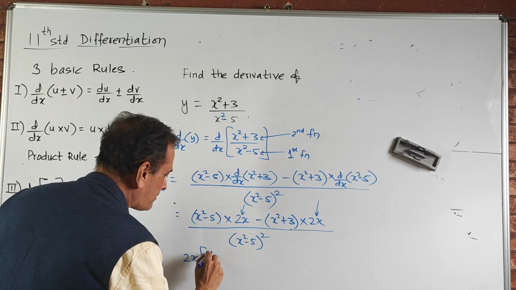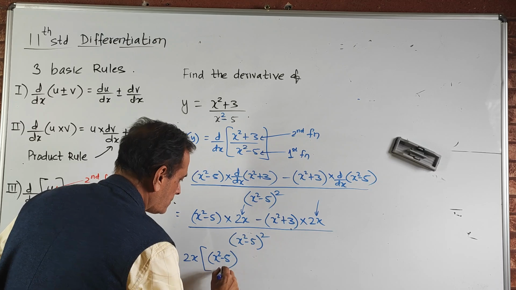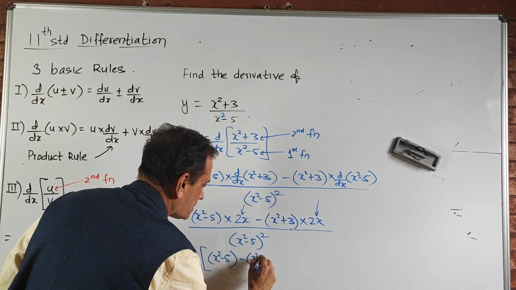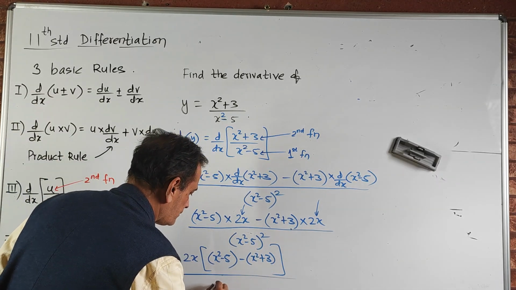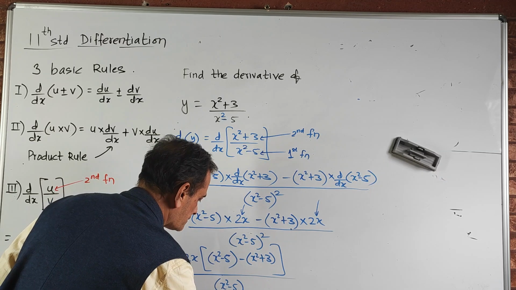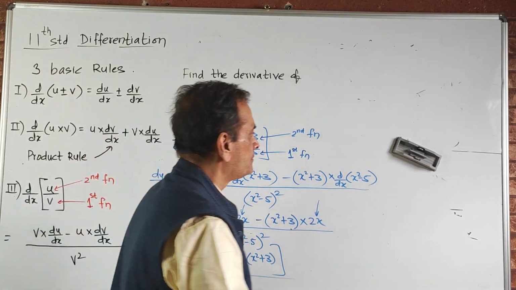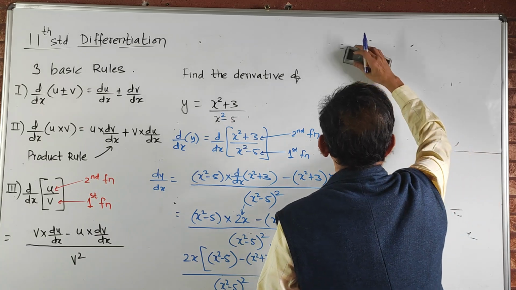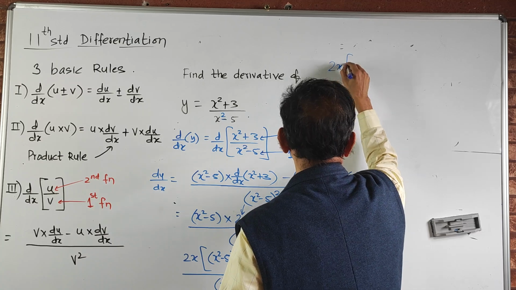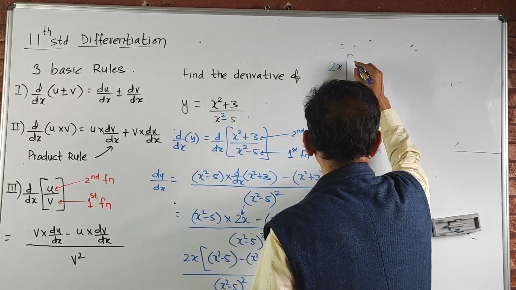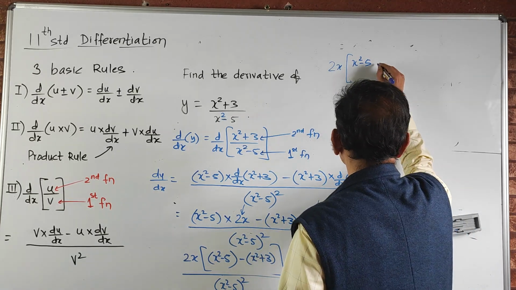ब्रैकेट के अंदर क्या है? एक्स स्क्वायर्ड माइनस 5 माइनस एक्स स्क्वायर्ड प्लस 3. ब्रैकेट्स ओपन करो. एक्स स्क्वायर माइनस 5 माइनस एक्स स्क्वायर माइनस 3.